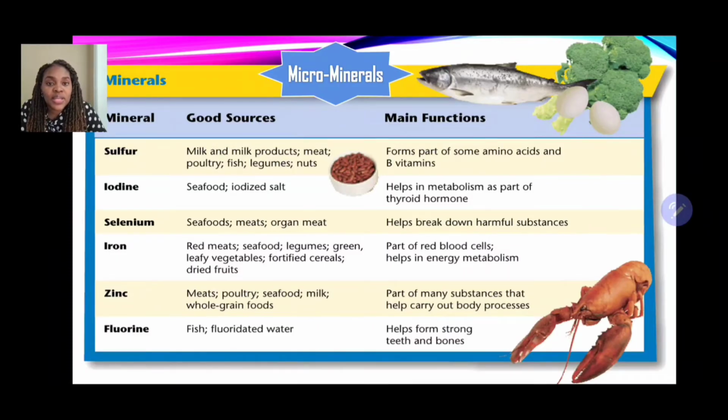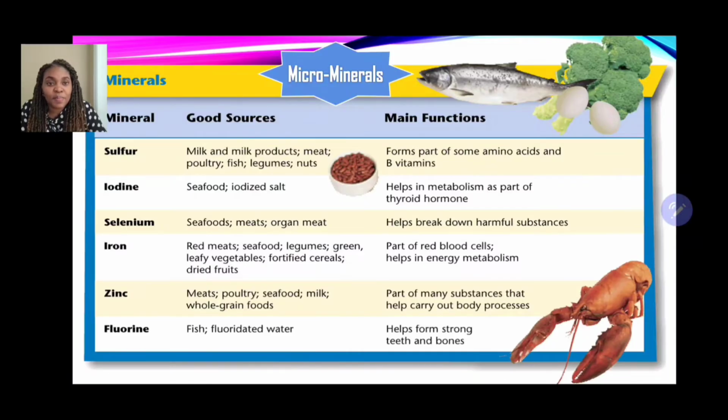Right? Now, the next mineral is selenium. Good sources include seafoods, meat, and also organ meat such as liver or kidney, right? And what selenium does is to help break down harmful substances.